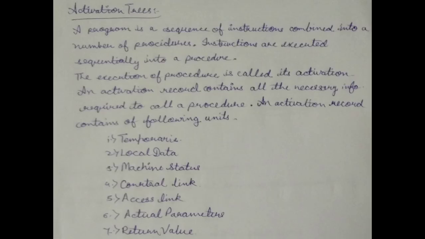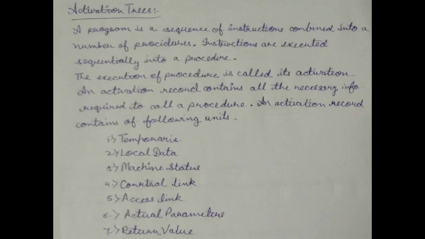Now, next, our topic is activation trees. So, what does an activation tree mean? Let's consider a program. A program is a sequence of instructions combined into a number of procedures. Collectively, a program is a sequence of instructions which consists of a number of procedures called together. Thus, in that program, instructions are executed sequentially within a procedure. The execution of a procedure is called an activation.